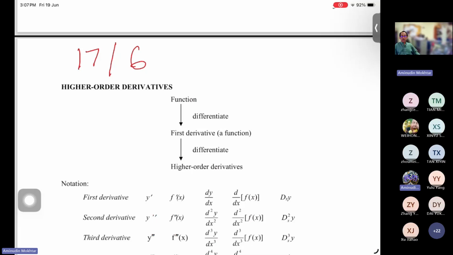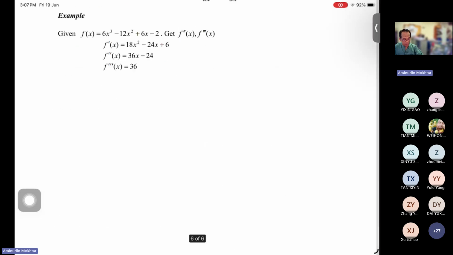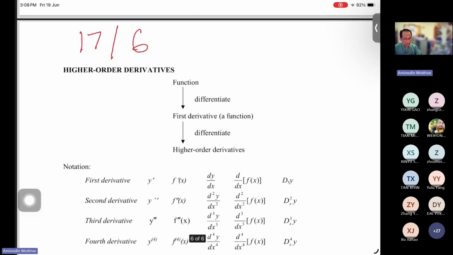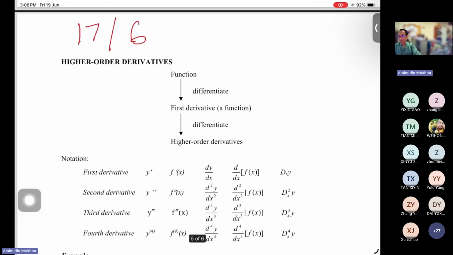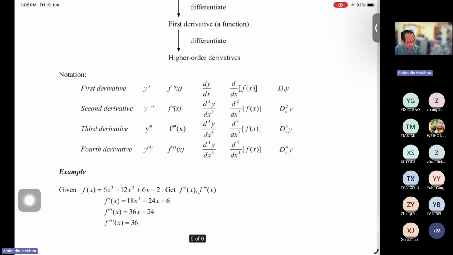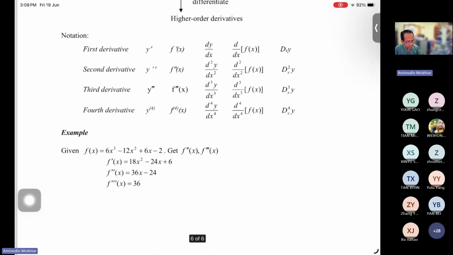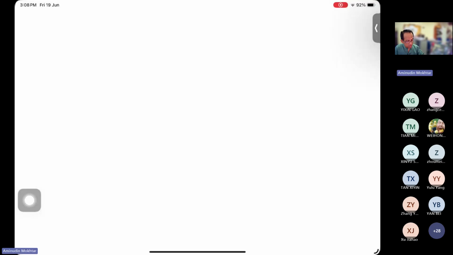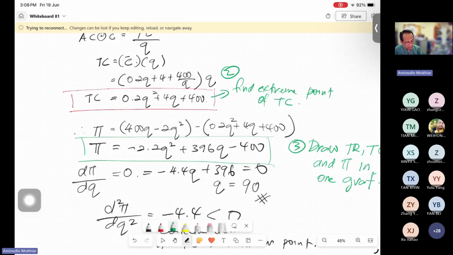Derivative. Okay, today I will start with the higher order of derivative. Please refer to page 6 of part B. I will explain again what a derivative is, what dy dx is. Before that, let's say we have this example, this function. I will show you by using the Microsoft whiteboard.